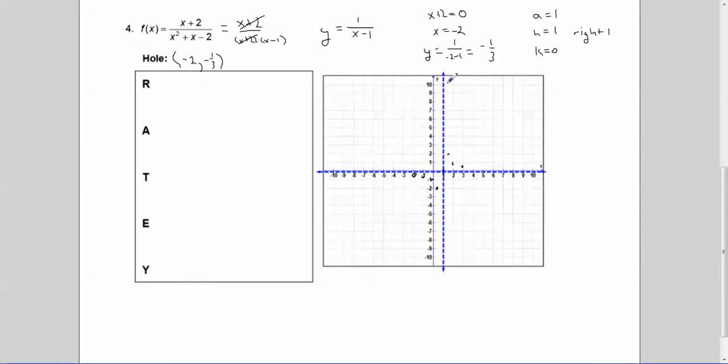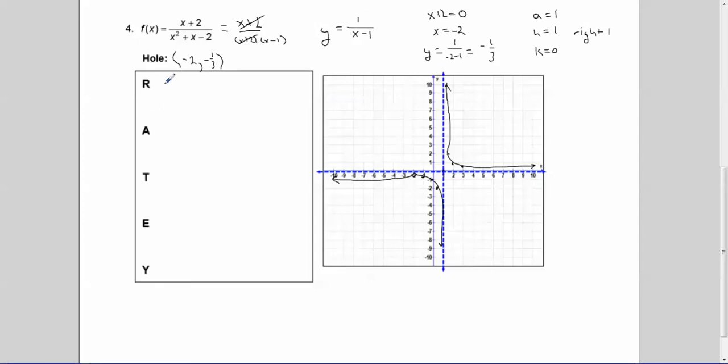So then we can connect those points like so. We don't want to go through that hole. We want to leave that hole open. Alright, so that was a pretty bad drawing. You can do better.